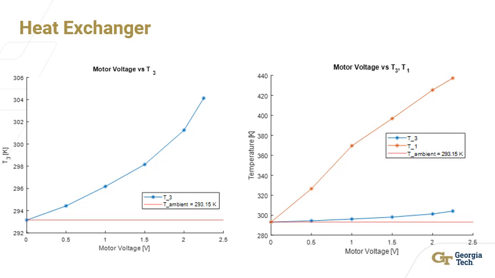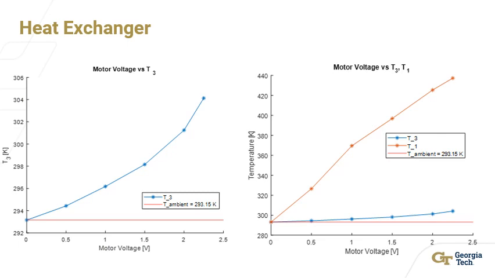On the left, we see that T3 also increases with motor voltage. T3 is the temperature of the air exiting the accumulator tank, which is passed through the heat exchanger. This shows that the heat exchanger is limited in its ability to cool the pressurized air to ambient temperature. Ideally, the air temperature exiting the heat exchanger should be ambient.